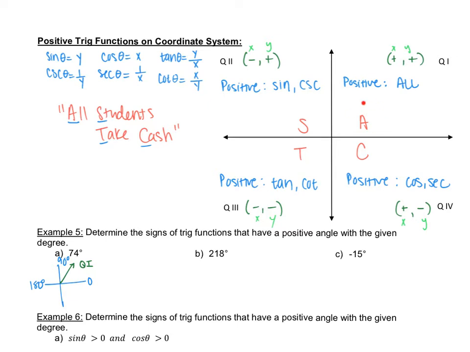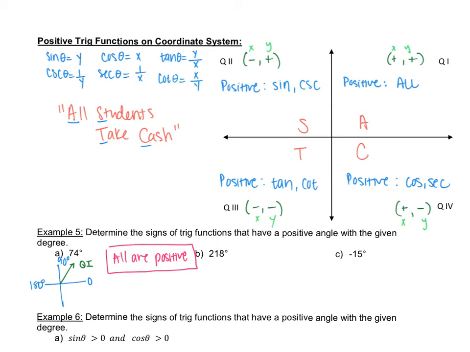Well, the first quadrant says that any of the trig functions can be positive here. So I'm just going to write down here, all are positive. Because it's the first quadrant, all of the x and y values are positive there. So any of the trig functions can be positive here.